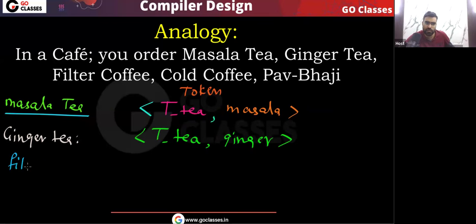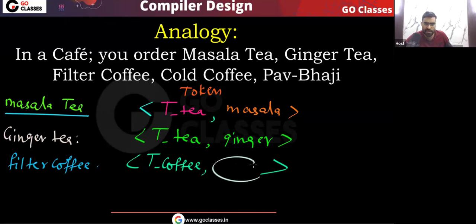Similarly for filter coffee, a token will be generated. The token name will be coffee, but there will be additional information. That additional information is basically the attribute of this token, or you can say the value of this token. That is basically filter. Is this clear? I hope this point is clear.